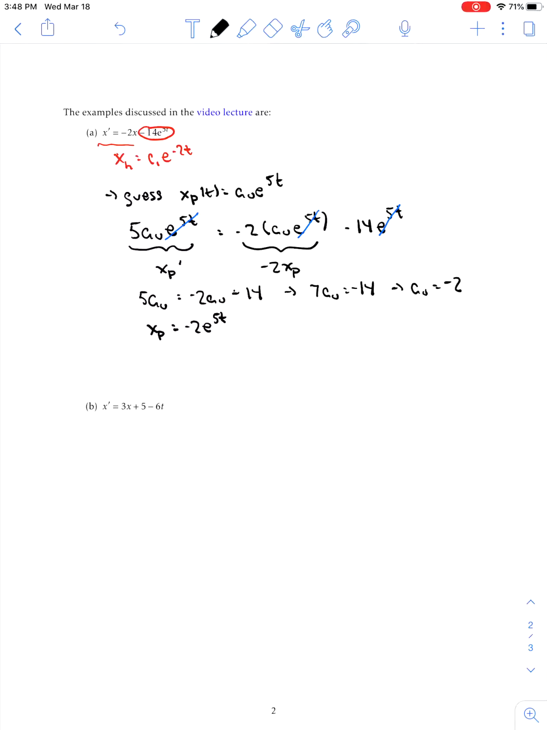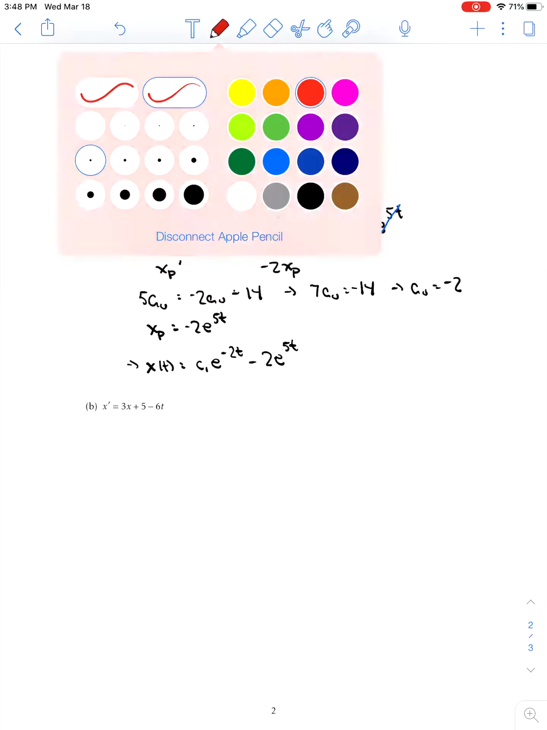And the general solution is the sum of the homogeneous and particular. So we get c1 e to the minus 2t minus 2 e to the 5t. So the problem's solved. That seems a little bit easier than variation of parameters. Not a whole lot in this case, but you know, it's something, and it's certainly a quick and easy way to do things. For our next example, we're looking at x prime equals 3x plus 5 minus 6t.